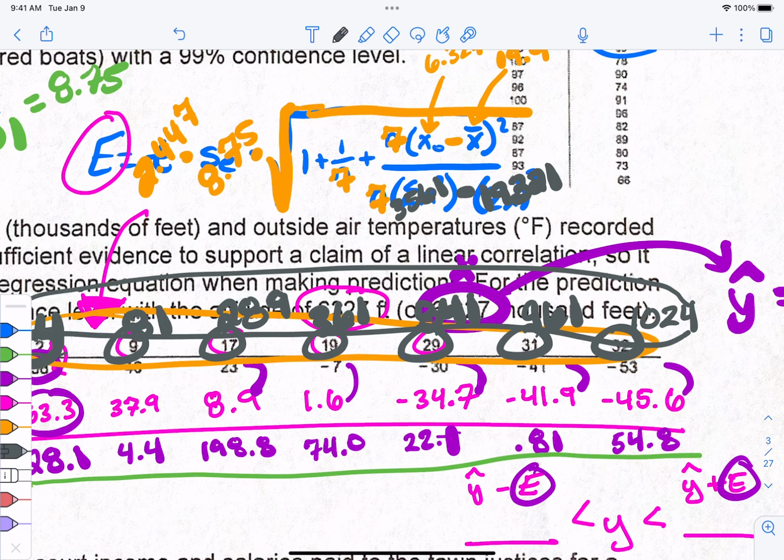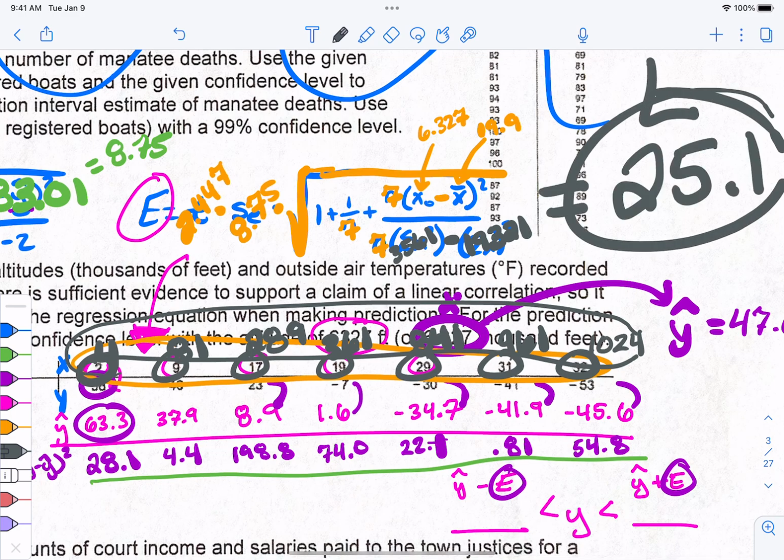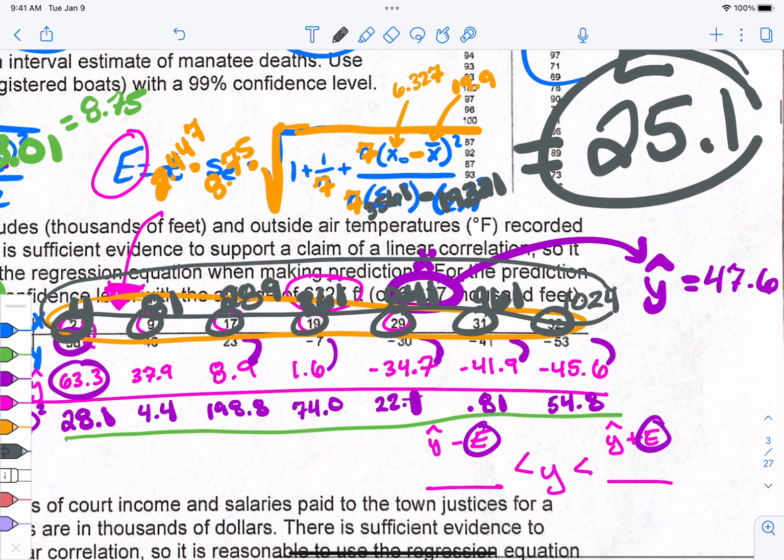Alright, answer: 25.1. Are you sure you typed it in correctly? Yes, I got 25.1. Fine, write that really big. That is E. That's a big E. 25 degrees is the error.